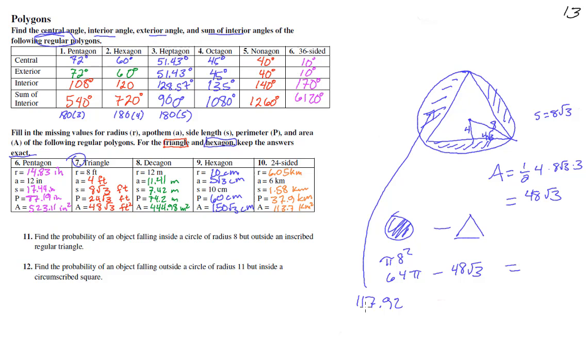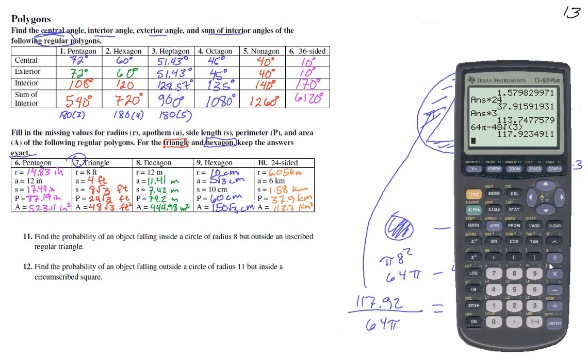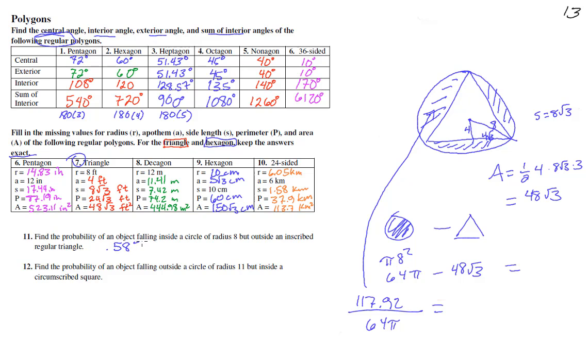Now to get a probability, we need that part over the total, which is the whole circle. So 64 pi. What does that equal? Divide this by 64 pi. We better put parentheses on that. 64 times pi, making sure that 64 pi is all in the denominator. And it equals 0.587. So a 58.7% chance, once it's inside the circle, that it will be outside of that triangle.